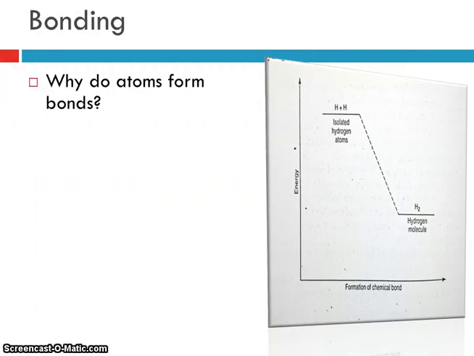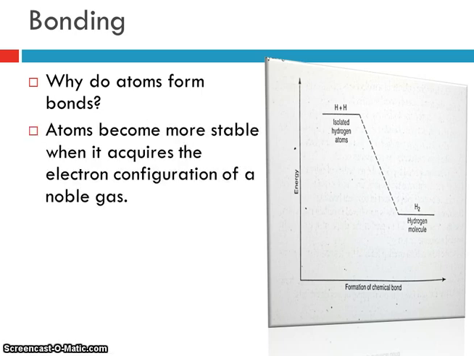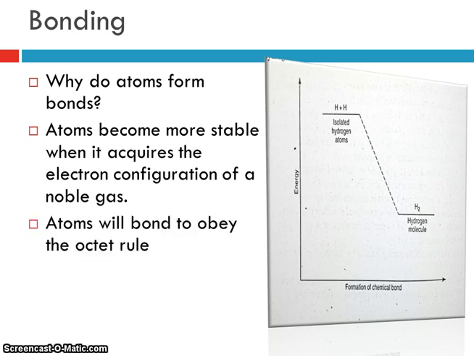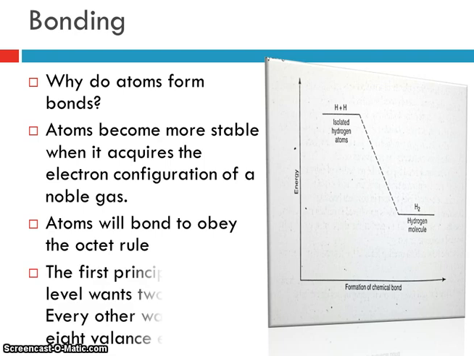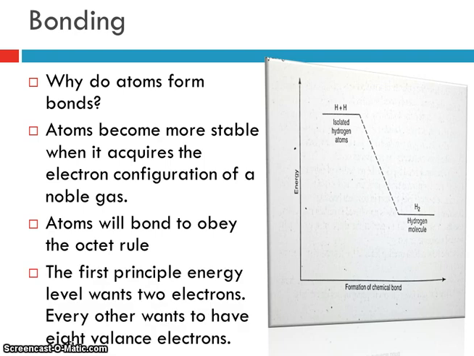Bonding. Why do atoms form bonds? Well, atoms become more stable when they acquire the electron configuration of a noble gas, because all atoms want to have that full outer shell. So they want to follow the octet rule. And do you remember what the octet rule was? Yes. Every atom wants to have 8 valence electrons, except the very first ring. The first principal energy level only wants to have 2, because helium only has 2 electrons, so it can only have 2 valence electrons.